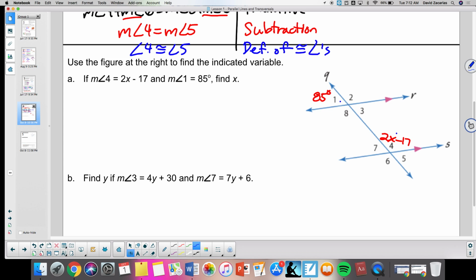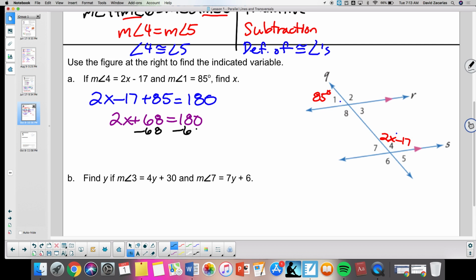So there's no way they're equal to each other, which means we know that they have to add up to 180. If they're not equal to each other, then we know they add up to 180 if those lines are parallel. And now we go ahead and combine like terms. 2x plus 85 minus 17 gives us 68 is equal to 180. Then we can go ahead and subtract the 68 over. So you have 2x is equal to 112. And lastly, divide by 2.